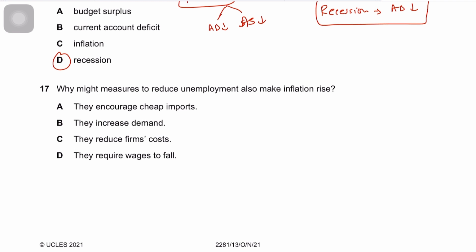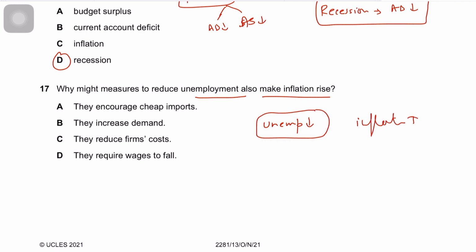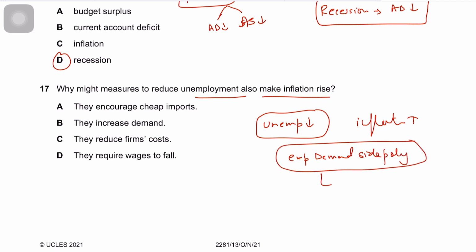Question 17 says, why might measures to reduce unemployment also make inflation rise? We know that there is a conflict between the macroeconomic objectives of reducing unemployment and reducing inflation, because when you reduce unemployment, your inflation goes up, and that is because of expansionary demand side policies. If the state comes up with expansionary demand side policies of boosting aggregate demand with the aim of reducing unemployment, so that your cyclical unemployment, that is your demand deficit unemployment, goes down, and firms hire more labor to produce more output, that could result in demand pull inflationary pressures.